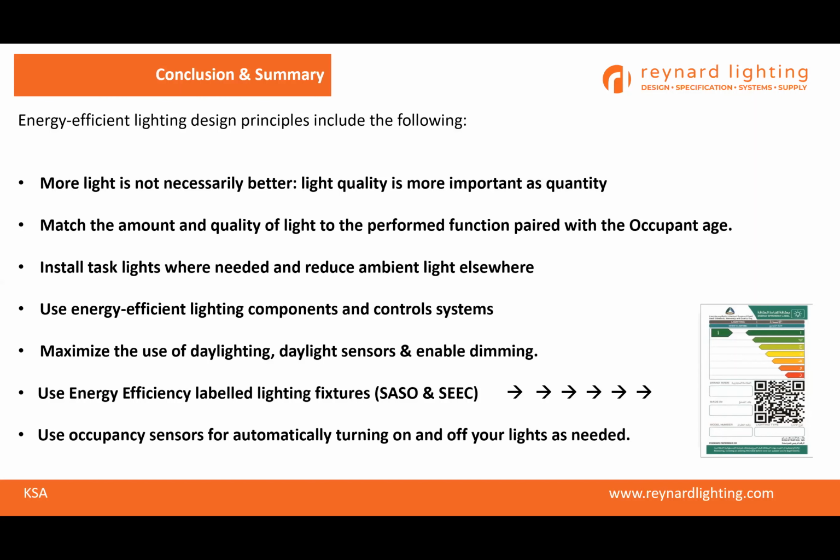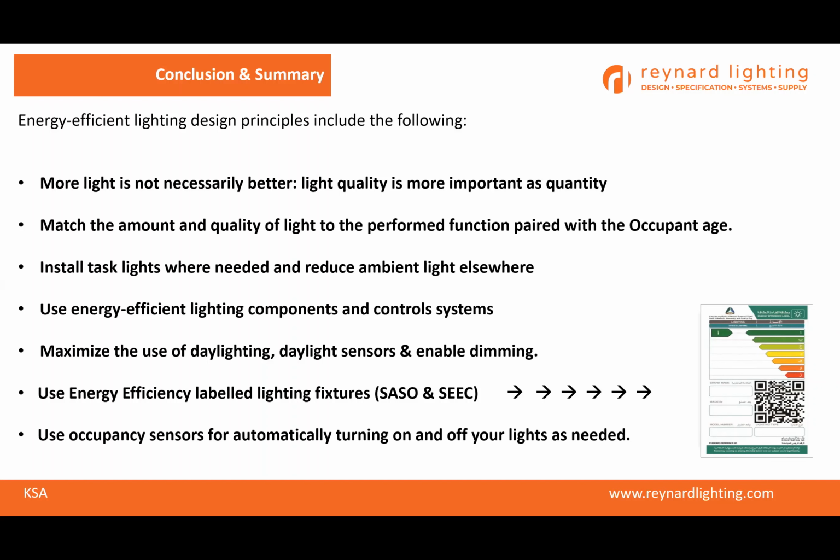Match the amount and quality of light to the performed function, paired with the occupant age. This is also important: if you design a building to be used by young people, and later the client wants to convert it for older people, that will not be sufficient. The lighting levels for young people are much lower than the required lighting level for old people. Install task lights where needed to reduce ambient light elsewhere.